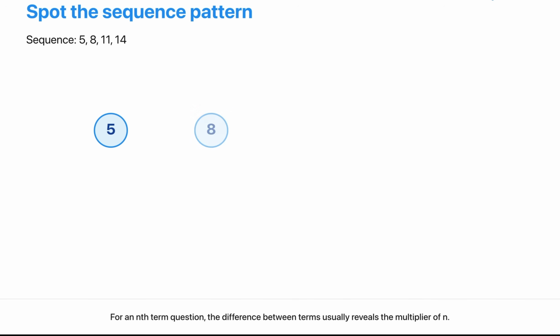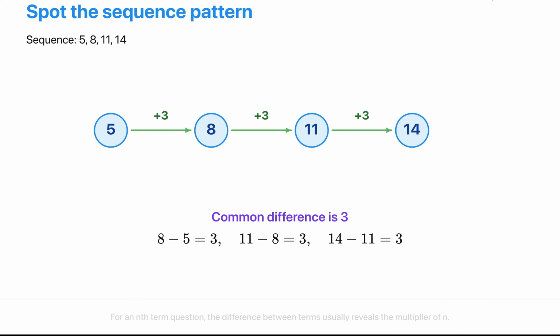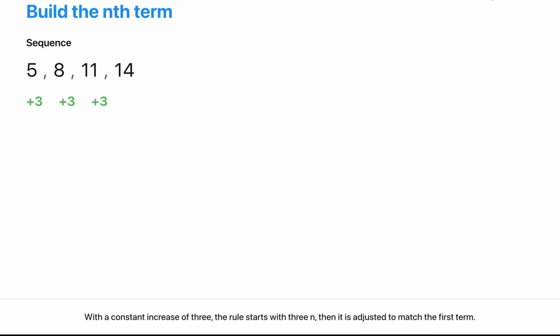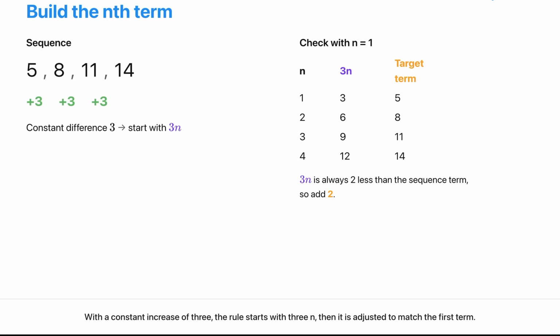For an nth term question, the difference between terms usually reveals the multiplier of n. In the sequence 5, 8, 11, 14, the terms increase by 3 each time. With a constant increase of 3, the rule starts with 3n, then it is adjusted to match the first term. When n is 1, 3n is 3, so adding 2 gives the rule 3n plus 2.